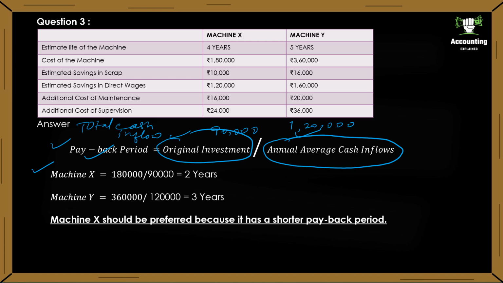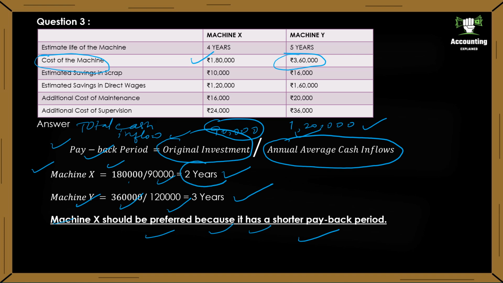So the original investment here is the cost of the machine. Cost of the machine is 1,80,000 divided by cash inflow of 90,000. So 1,80,000 by 90,000 is 2 years. For machine Y, the cost of the machine or original investment is 3,60,000 divided by inflow of 1,20,000, which is 3 years. Machine X should be preferred because it has a shorter payback period. So machine X should be selected.